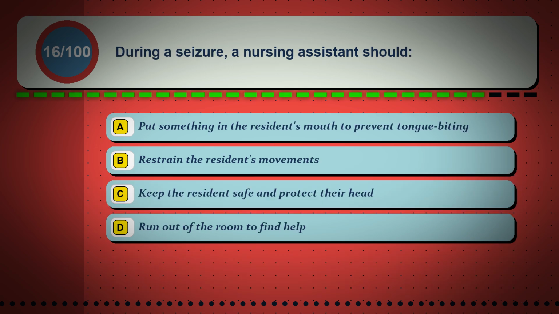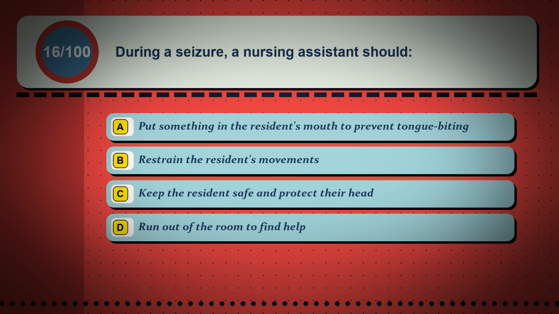Question 16. During a seizure, a nursing assistant should: Option A, put something in the resident's mouth to prevent tongue biting. Option B, restrain the resident's movements. Option C, keep the resident safe and protect their head. Option D, run out of the room to find help.